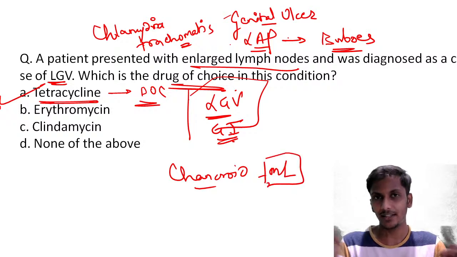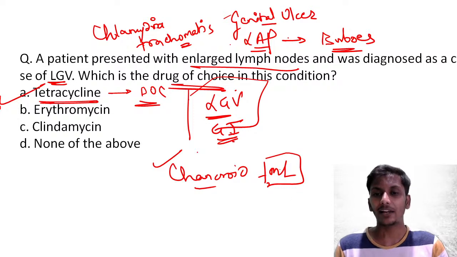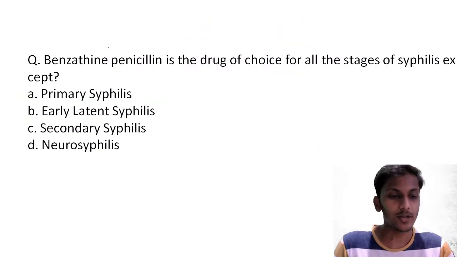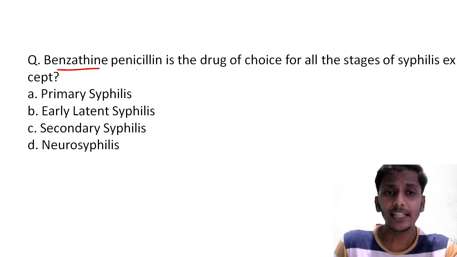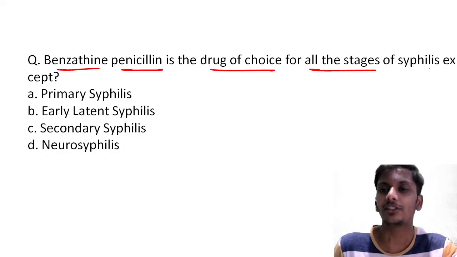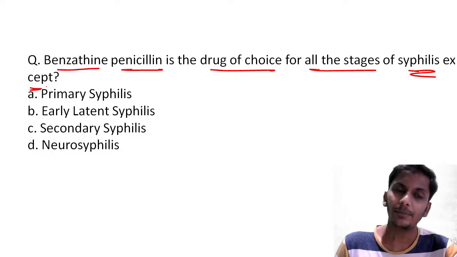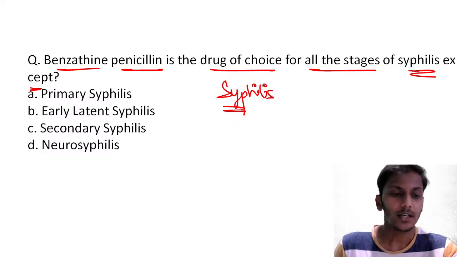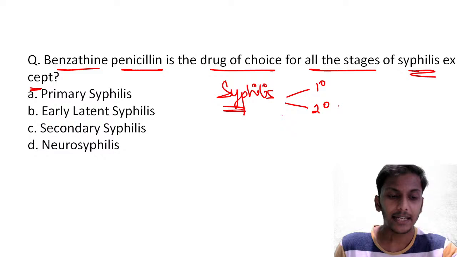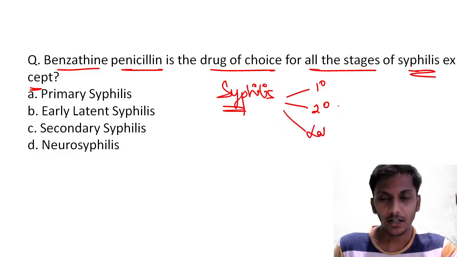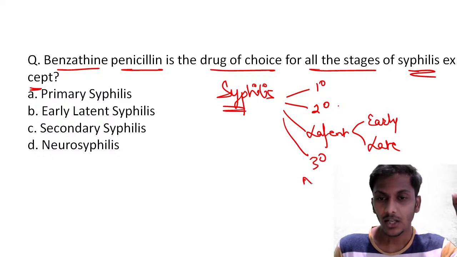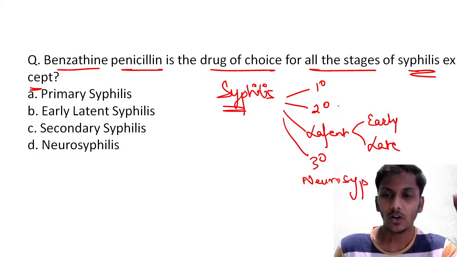CLAP was the mnemonic. Sorry, maybe I had mixed it up. So please remember, where are we using macrolides? In chancroid. CLAP was the mnemonic for macrolides. Moving further to our next question, guys, now which states benzathine penicillin is the drug of choice for all the stages of syphilis except. So as we all know, benzathine penicillin is the drug of choice mostly for syphilis. So you should know the different stages of syphilis. So syphilis is either primary syphilis, secondary syphilis, then latent syphilis. Latent syphilis can be divided as early latent syphilis and late latent syphilis, and lastly it is tertiary syphilis, which can disseminate into the CNS and cause neurosyphilis.